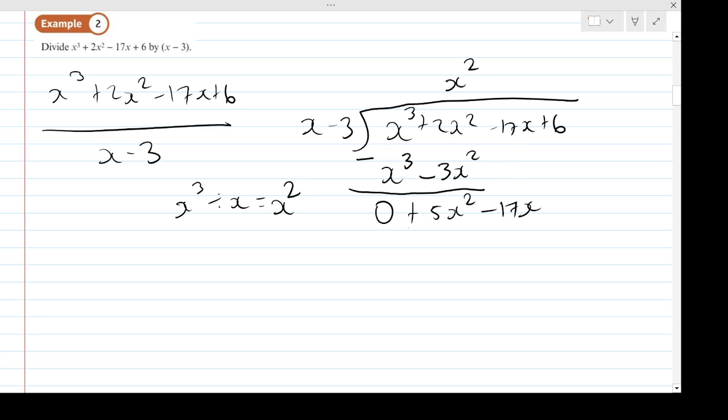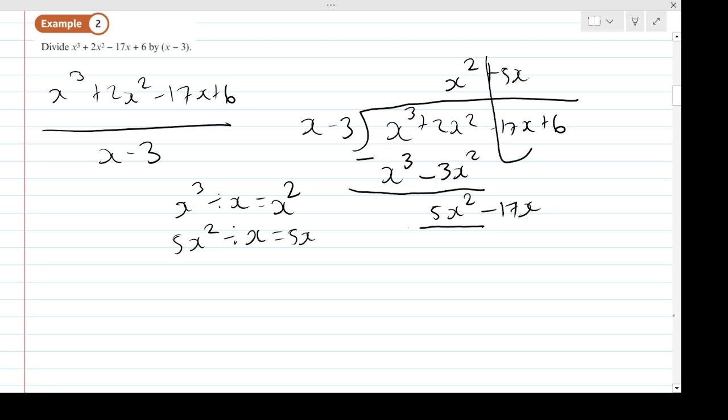And then we literally just repeat the method. What we're going to do is, the highest power now, you should always have a 0 at that point there. So the new highest term will be 5x squared. So I'm going to do 5x squared divided by the highest power here again, which would be x. 5x squared divided by x will be 5x. And then I'm going to write that up there.